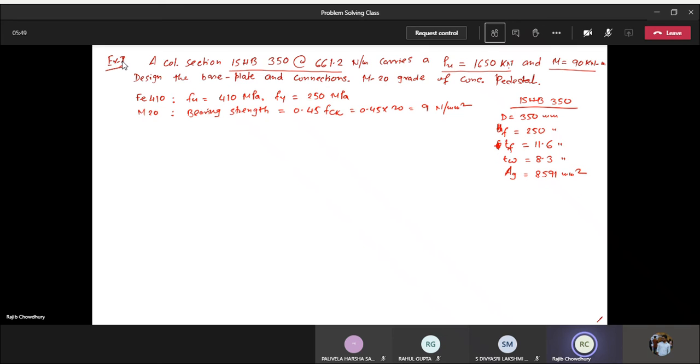The things are being written over there. Okay, so design of the base plate, again we can consider it is either a slab base or it can be a gusseted base. So we are considering over here the gusseted base and its different connections.